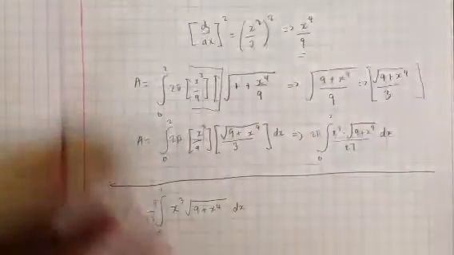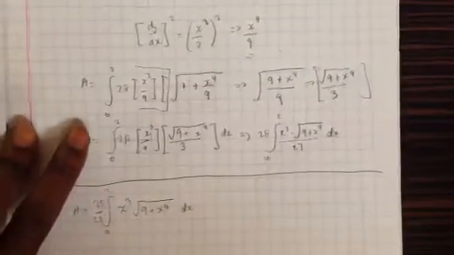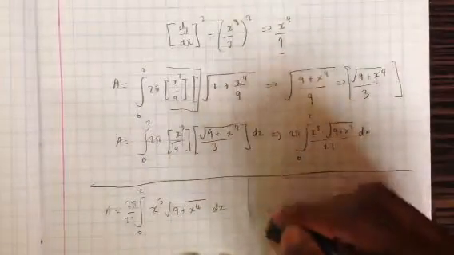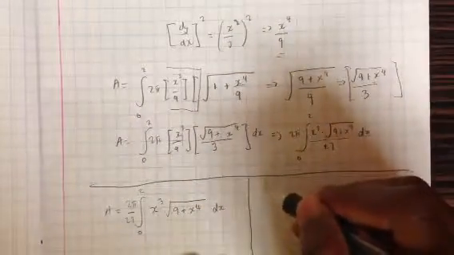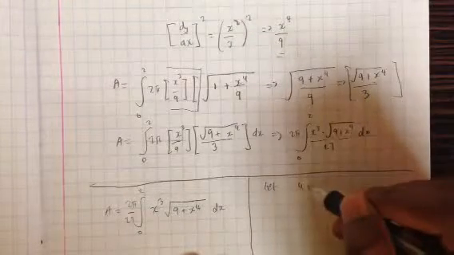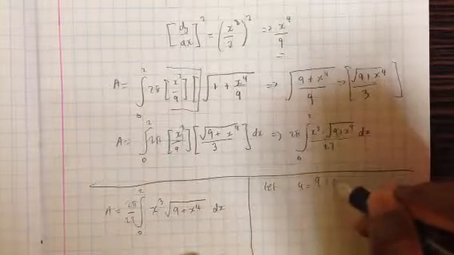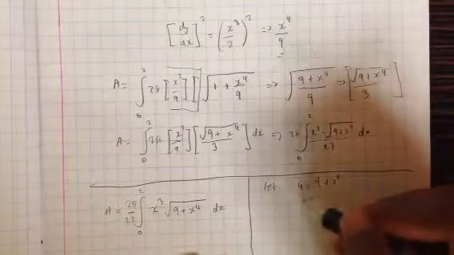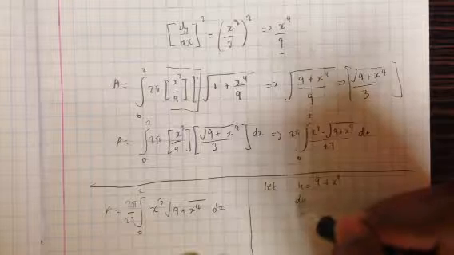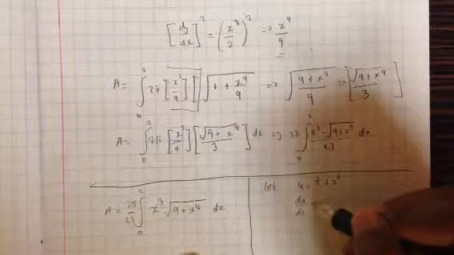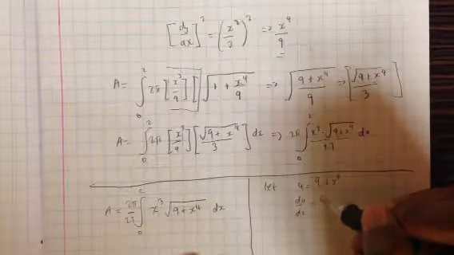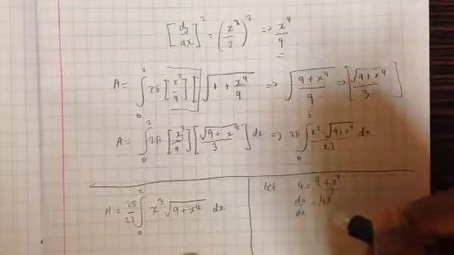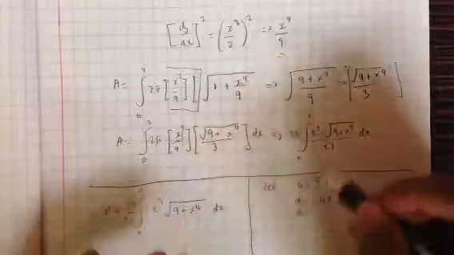I don't know if I have enough space. Okay, let me just do the let u stuff on this side. So let u equal 9 plus x to the power 4. That means du over dx will become 4x to the power 3. You see what's going on? So now we can actually work something out there.